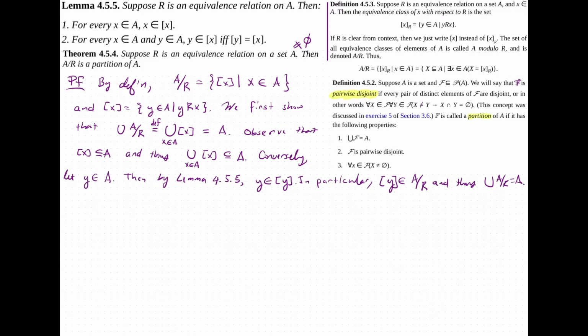So next up, we have to show that A mod R is pairwise disjoint. And so for that property, by definition, we need to choose two elements of A mod R that are not equal. So next, let the equivalence class of x and the equivalence class of y be elements of A mod R such that the equivalence class of x does not equal the equivalence class of y. And what we want to show is that the intersection of both of these is empty.